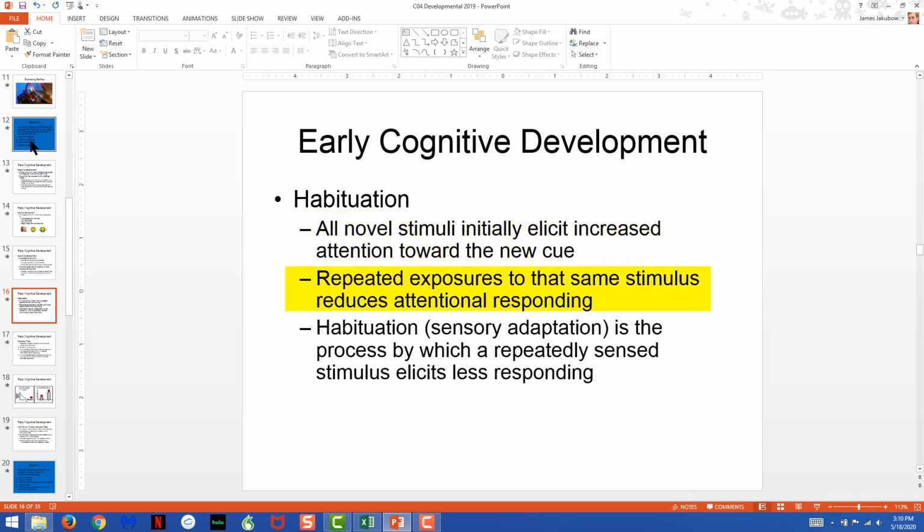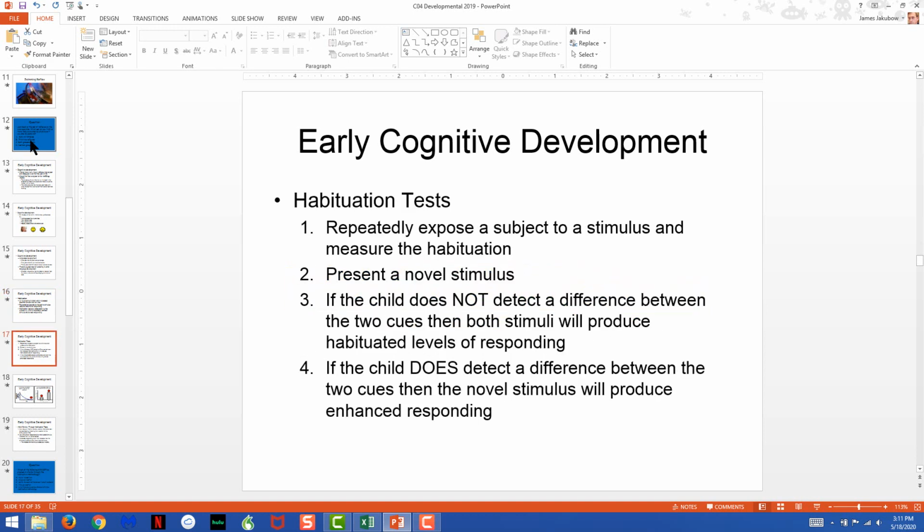Now, as you repeatedly expose that subject to that cue, they will simply reduce the amount of attention they spend on it. And as a result, what you can do is take a novel cue and present it to the subject to see differences in the degree to which the subject responds to the stimuli. We will be able to determine what the subject detects, how well it relates to other stimuli in the environment, how much they can distinguish it from other stimuli, and how well they can remember it.